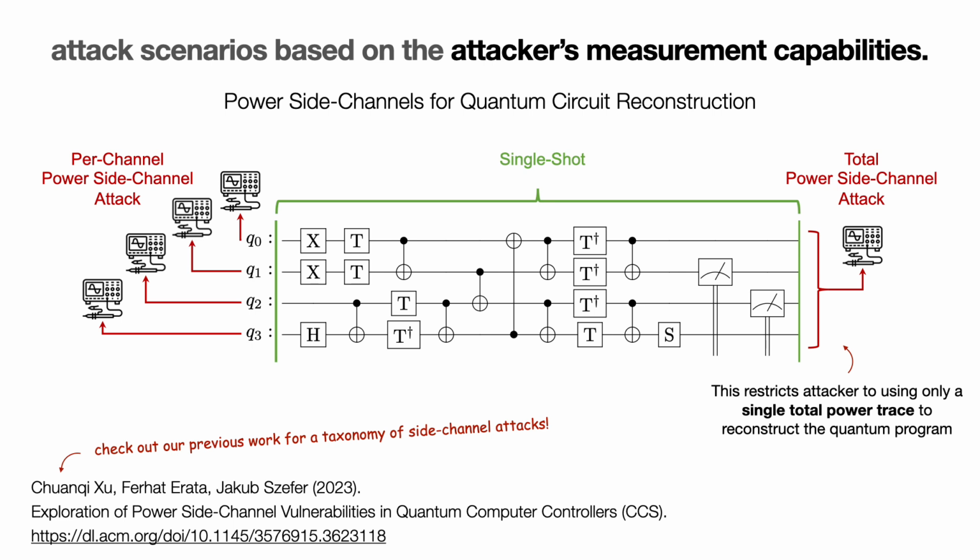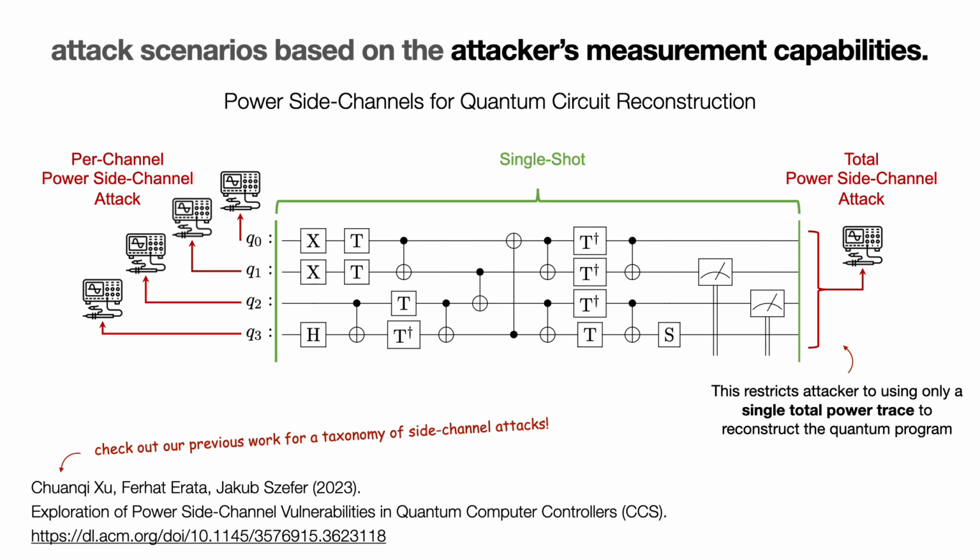Now, let's look into the attacker's measurement capabilities. Each quantum program, that's also a quantum circuit, is executed multiple times, and each execution is called a shot. We assume the attacker can sample power traces from shots of a circuit, or they can measure a number of shots, and it is easier to divide this into individual shots since all shots perform the same operation.